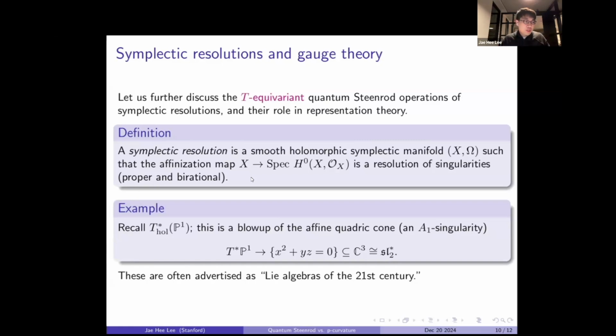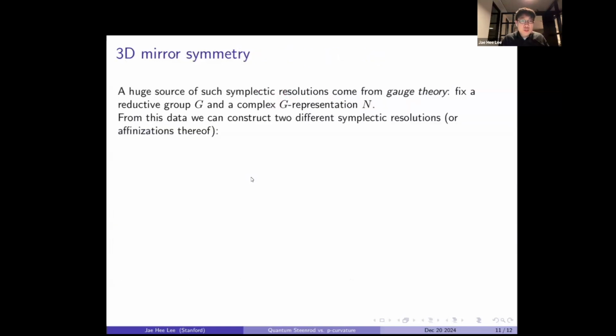So the geometry of symplectic resolutions captures and also generalizes a lot of existing structures in geometric representation theory, which is why these are often advertised as the Lie algebras of the 21st century. And there's an influential program in representation theory called the 3D mirror symmetry program, which roughly says that these symplectic resolutions should always come in pairs.